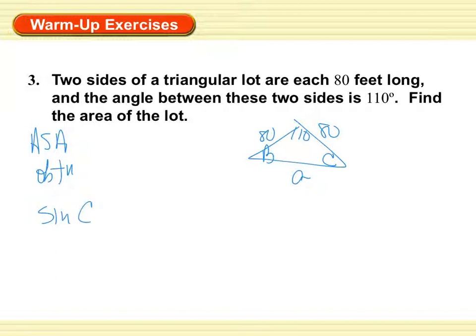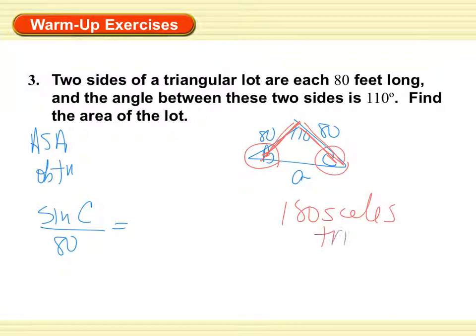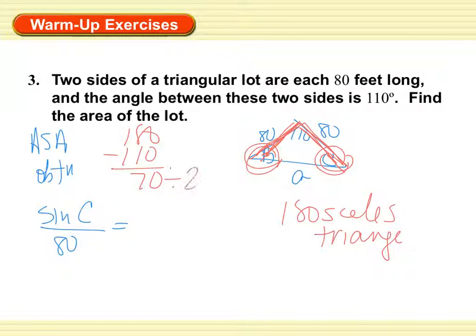So sine of C over 80 equals, ooh, we definitely don't know enough, but I do have two sides that are the same, therefore their angles are the same, an isosceles triangle. When two sides are the same, the legs, so I've got these two legs with the same measurement, therefore the angles at the base are the same. So if I do 180 minus 110, 70 degrees, divide by 2 is 35 apiece. Therefore, I don't have to do sine C.